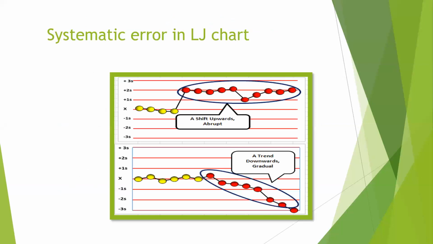This is an example of a systematic error in a Levey-Jennings chart, right? The upper one shows a shift which is abrupt, and here a trend which is downward, which is gradual. This has developed over time. It is gradually going down, a little below the mean, a little lower, and finally it goes down over these 7 or 8 points. Whereas here an abrupt shift has happened from almost being on the mean, it has crossed the 2 SD limits, and then it continues to stay up there, an abrupt shift upward, which is a shift. The downward one is a trend. The second one is a trend.